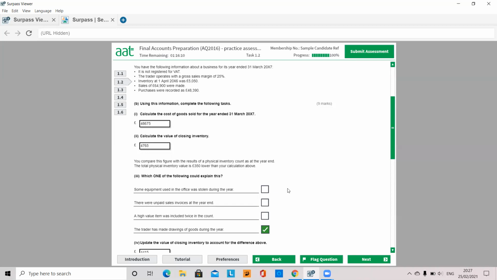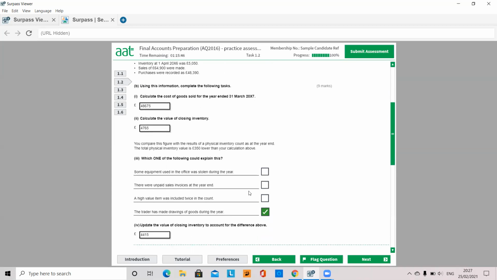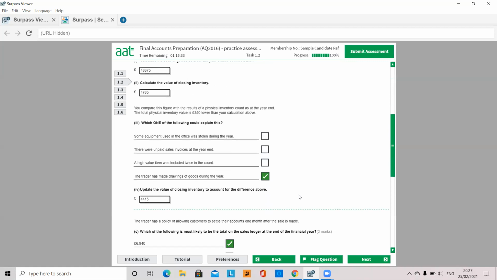And what we do know, that drawings can also be stock. So it's a good bet that the trader has made drawings of goods during the year. So he's not accounted for them, okay? So that's a good bet. So on that basis, so according to our figures, we calculated 4,765, but when we counted the stock, it's 350 lower. So therefore, 4,765 minus 350 gives us 4,415. So that's our closing inventory figure.